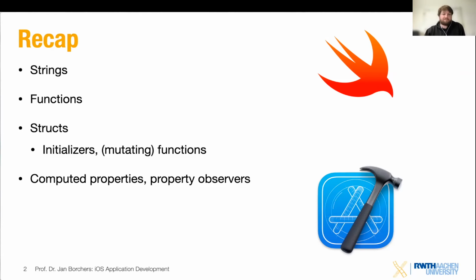And then for property observers, that's quite a handy way to react to changes when you adapt the property. So there you can specify something that should happen before the property is changed. There you have the willSet observer that you specify code for, but then you also get the didSet observer, where you can then maybe update other states of the struct based on what was just changed.